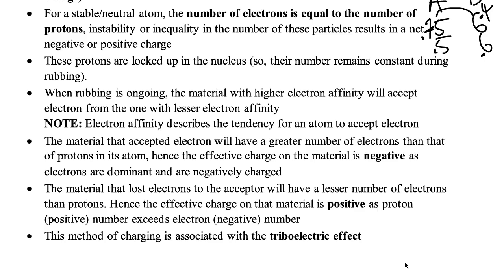Do you get that? So when the two materials come together and they are being rubbed, the one that has the higher tendency to accept electrons will accept electrons from the one that has lesser electron affinity. And when one accepts electrons, what happens? It gains a negative charge, and the one that lost electrons will be positive, right? So we move over. The material that lost electrons to the acceptor will have a lesser number of electrons than protons. Hence, the effective charge on the material is positive as the proton number exceeds the electron number. Do you understand? So the proton number is now dominant.